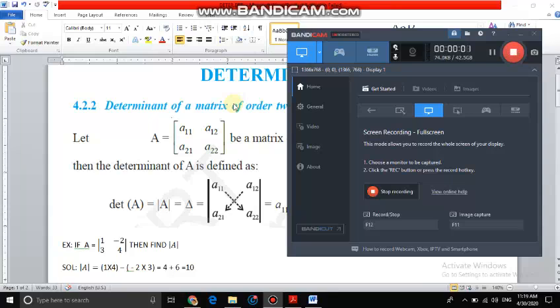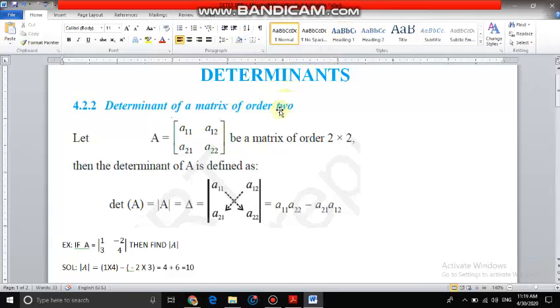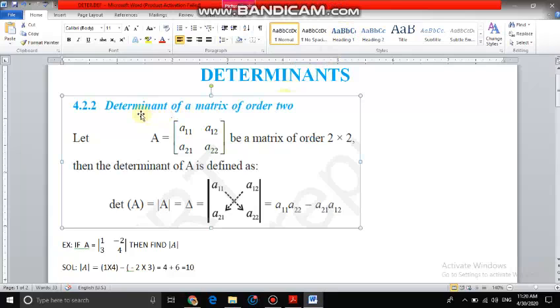Hello students, now we are going to discuss the next topic, determinants. In the matrices chapter, we left only one topic, that is finding the inverse of the matrix using row or column operations, that we'll see later on. Now see what is the determinant of a matrix of order 2 by 2.